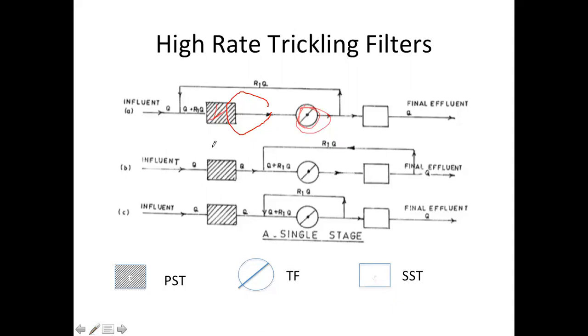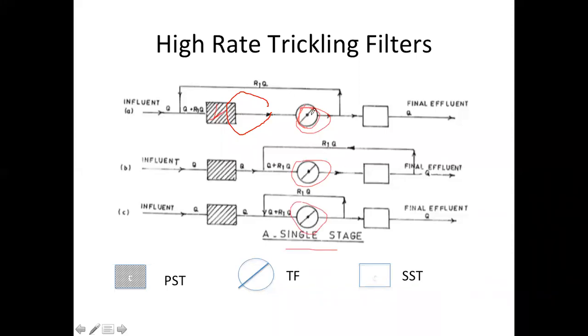So again, the single stage high rate trickling filter. Here are three forms of diagrams of a single stage trickling filter, a high rate trickling filter. Why is this called a single stage? Because in all three figures there is only one trickling filter. This circular portion is called the trickling filter.